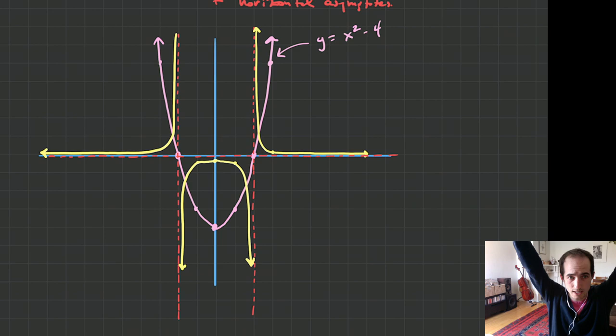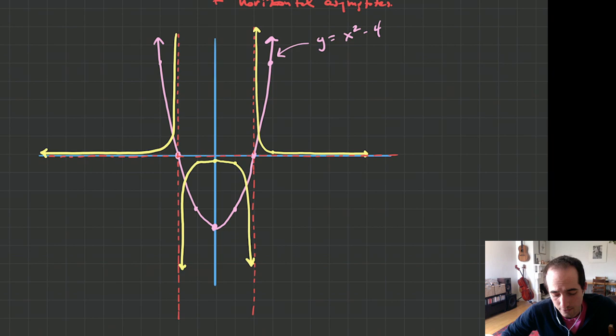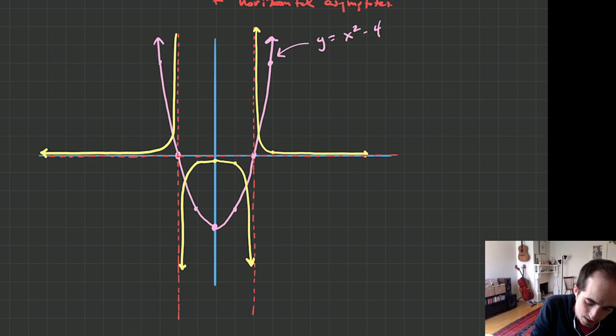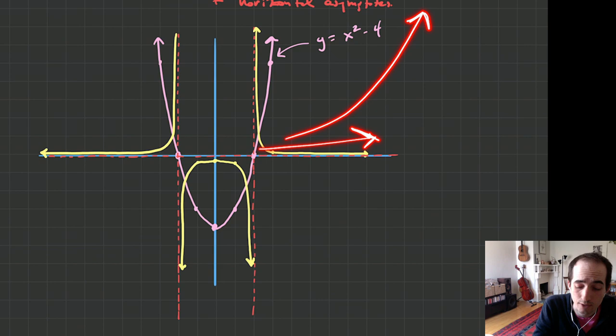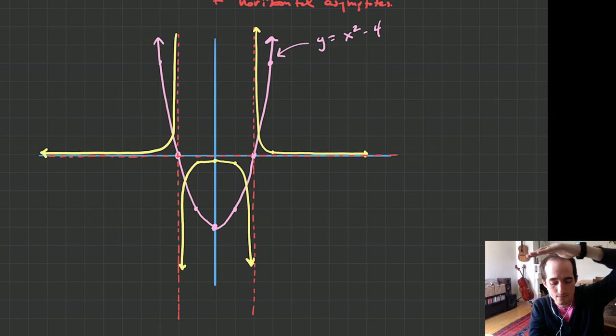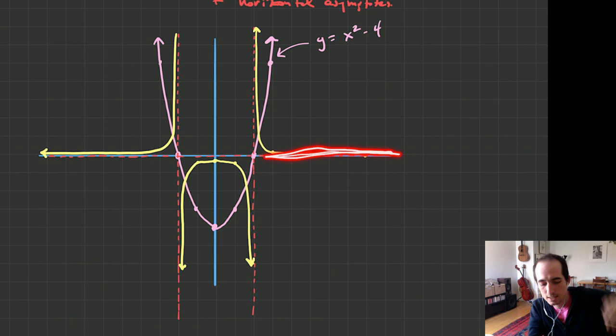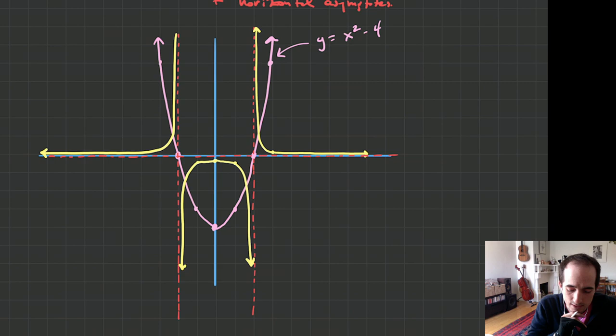Some functions that are reciprocals don't go off towards infinity in one direction. What I mean by that is like our function x squared minus 4, it has no limit. It has no upper bound. As we keep going off in this direction, x squared minus 4 just keeps on getting higher and higher, right? There's no ceiling to this function. Which means that as we get further and further in this direction, the reciprocal of these big numbers are going to be getting closer and closer to zero. So for our functions, the horizontal asymptote is effectively always going to be at zero.